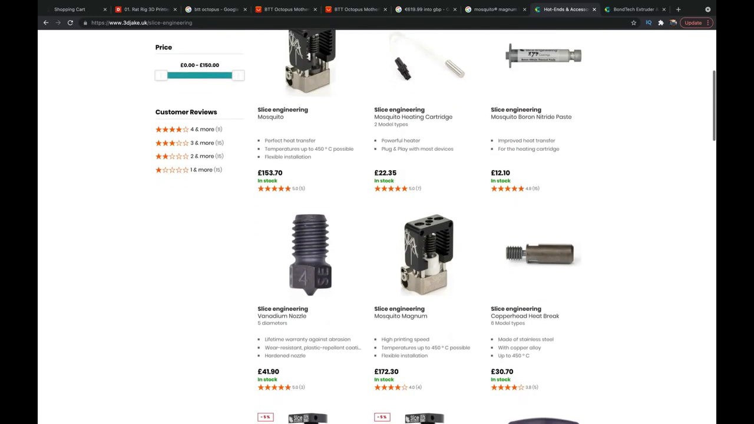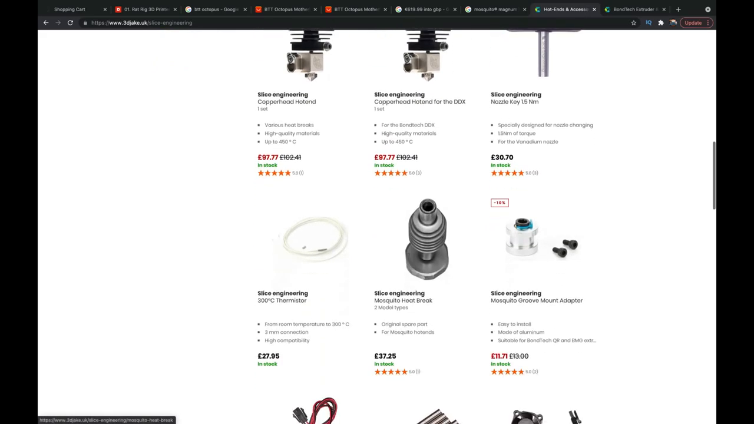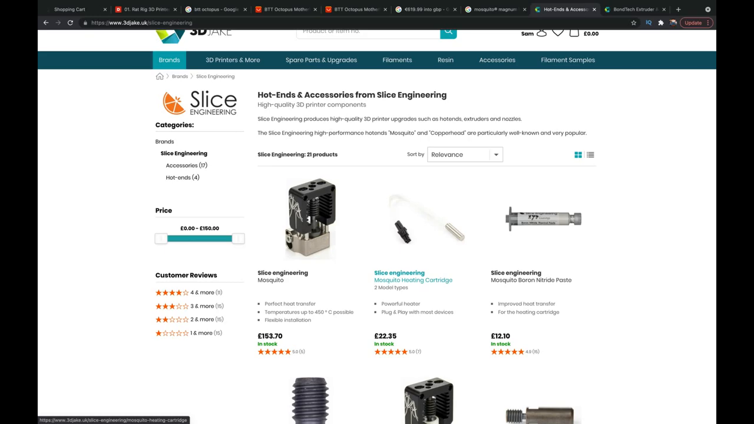But there is a really good high flow rate with the Mosquito Magnum. So if you are looking to print fast, I would definitely look into some of those options on why and how and what that is all going to mean to you versus maybe an E3D V6, which will be a slower flow rate.